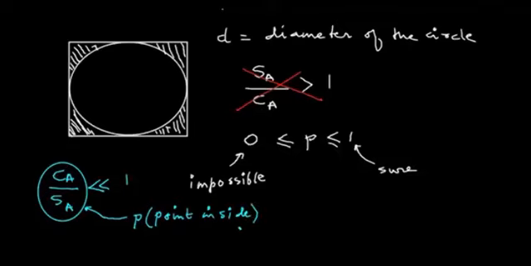The whole thing has to be 1. So the probability of the point lying inside the circle plus the probability of the point lying outside the circle has to add up to 1, because the point is either inside or outside. So the two add up to 1. This gives you the probability of finding the point inside the circle. You subtract it from 1, you get your answer.